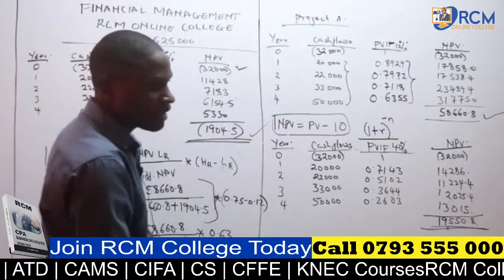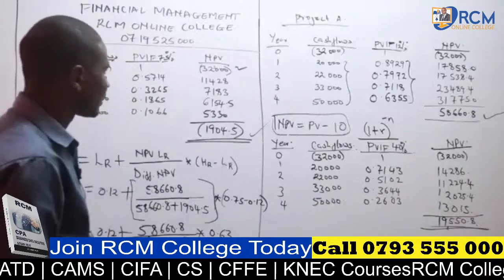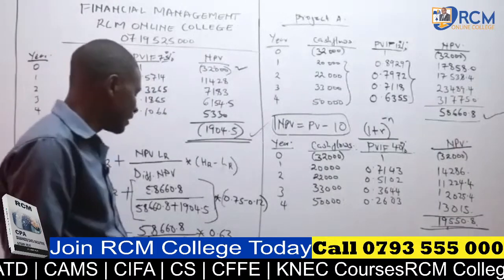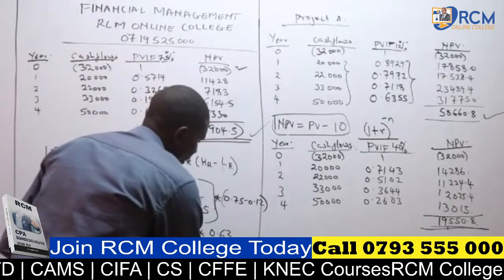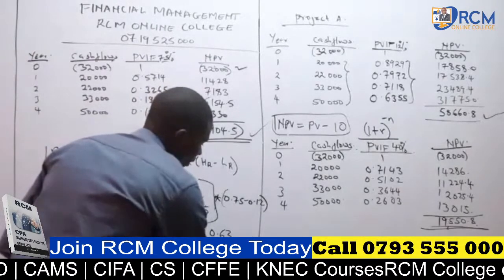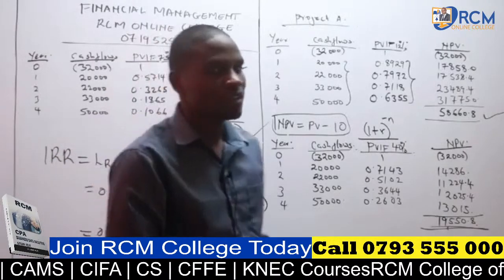The IRR, our IRR will be 73%. And it is 73% when our NPV is 0. When our NPV is 0, our IRR is 73%.